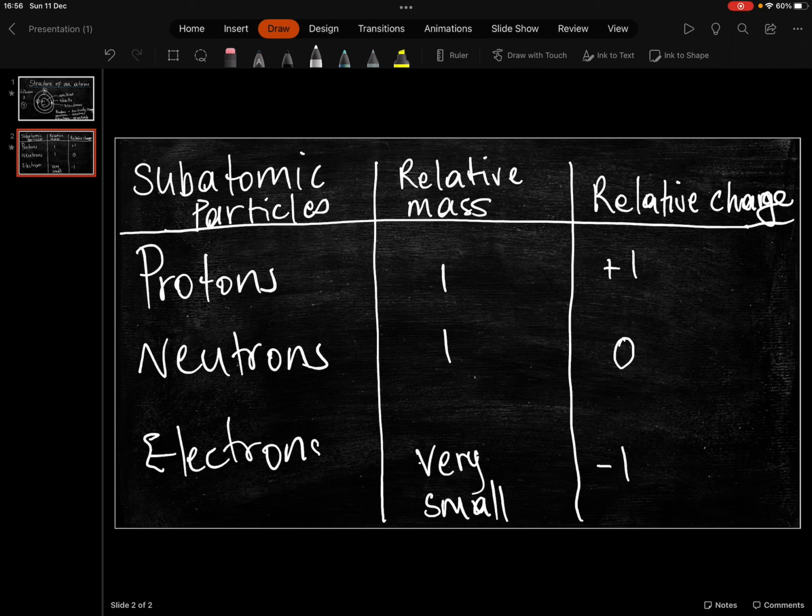So once again, the mass of an electron is very small compared to a proton or a neutron, and since the nucleus contains protons and neutrons, most of the mass of an atom is concentrated in its nucleus. And finally, protons and electrons have electrical charges that are equal and opposite. Hence why the proton number and electron number are the same. However, they have different charges. So electrons are negative and protons are positive.